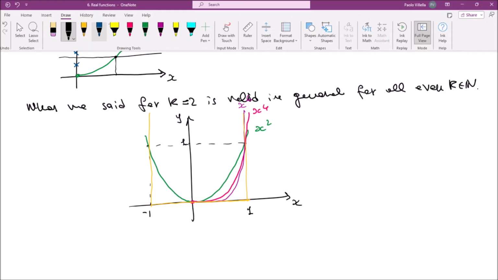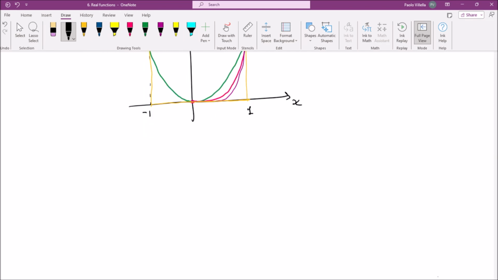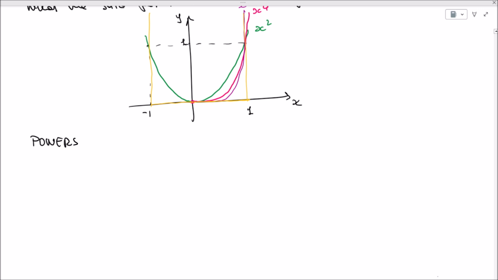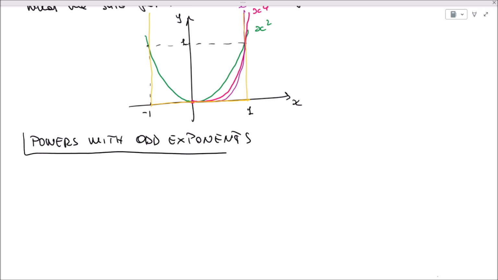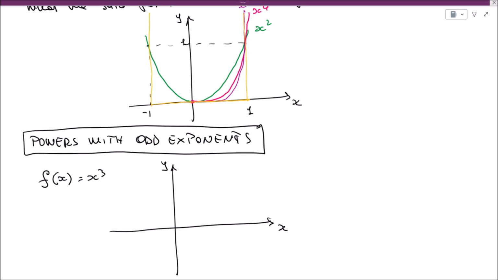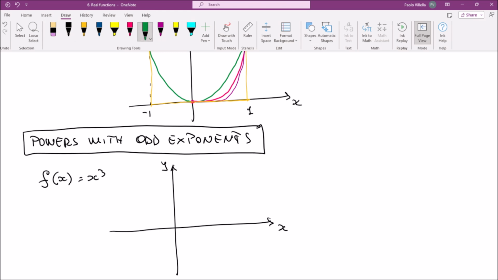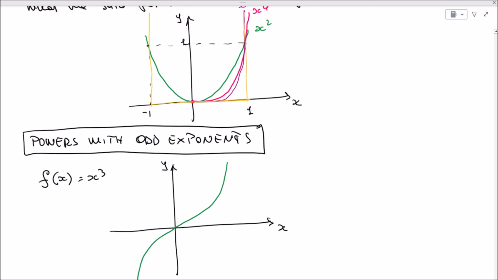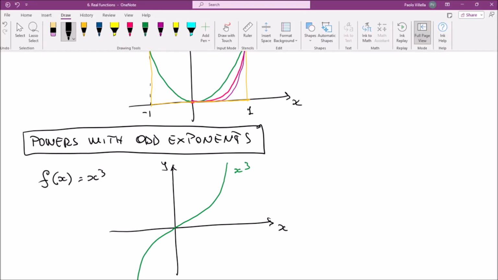Let's now consider instead powers with odd exponents. For example, let's consider f of x equal to x cubed. Now, the graph of this function is the following. So this is x cubed. We immediately realize that this function is odd.